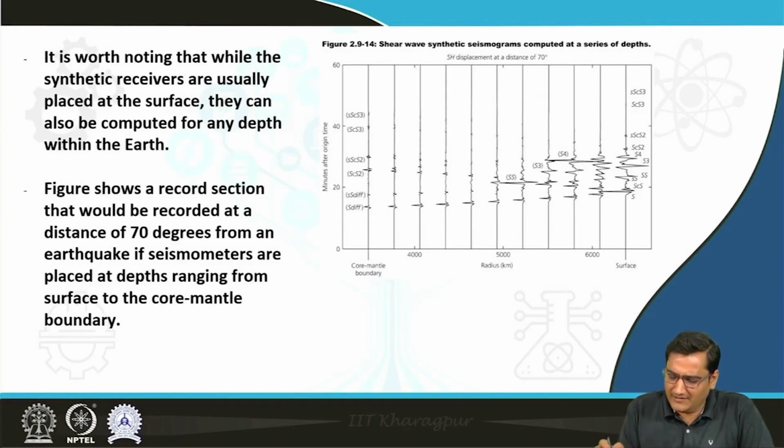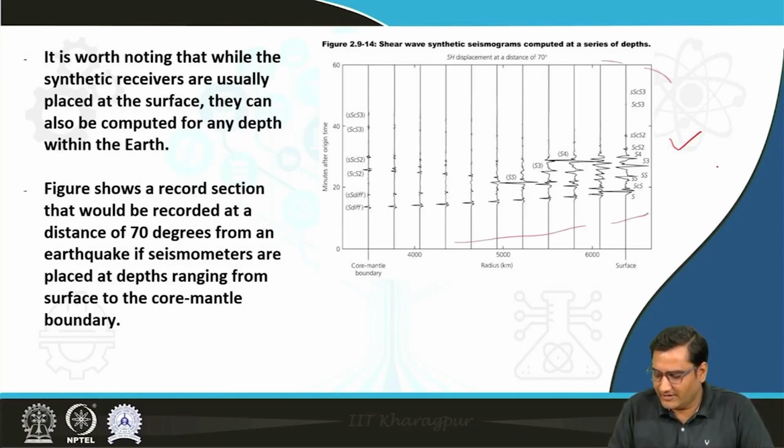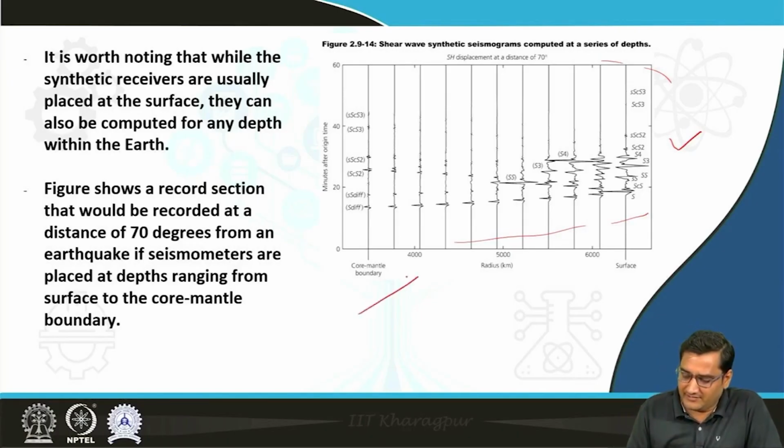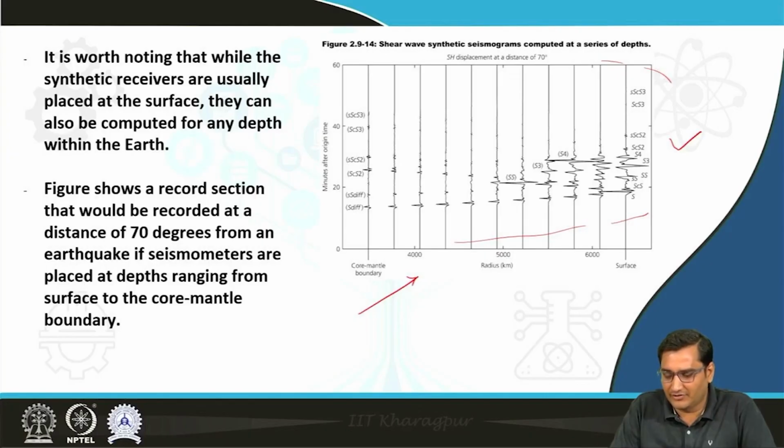In general, we keep our receiver at the surface to compute the synthetic seismogram, but you can also keep your receiver at various depths. This diagram represents the receiver kept from the surface down to the core-mantle boundary depths. These are examples of synthetic seismograms computed using the normal mode summation technique for an earthquake around 70 degrees away from the receiver. This is just the pictorial form of the seismograms using normal mode summation.